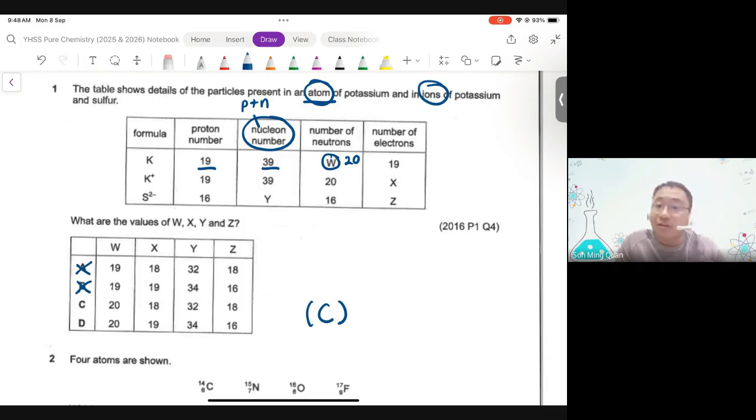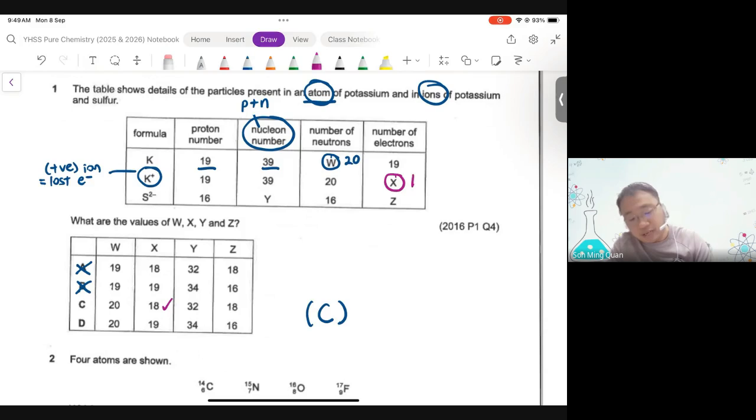Now, some of you chose D. If you chose D, that means you have mistaken how ions work. You need to know positive ion means it has lost electrons. You lose valence electrons and become a positive cation. So K plus must have lost 1 valence electron. At first it had 19 electrons, now it has 18. So X is 18, because it lost 1 electron.